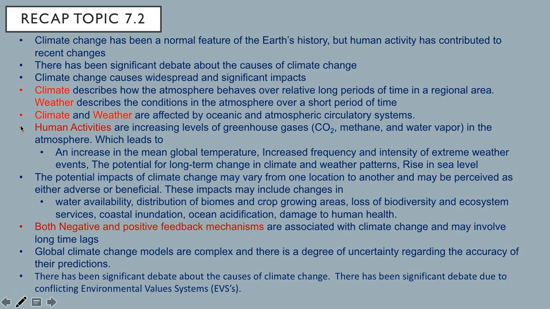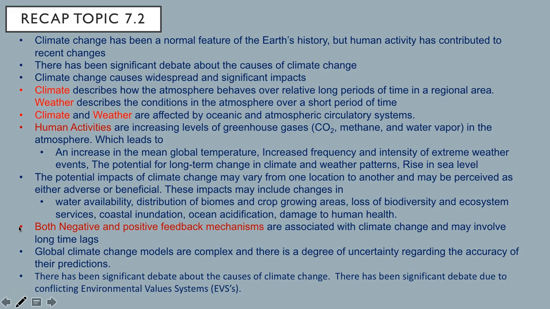Human activities are increasing levels of greenhouse gases in the atmosphere, which leads to an increase in the mean global temperature, increased frequency and intensity of extreme weather events, the potential for long-term change in climate and weather patterns, and rise in sea level. The potential impacts of climate change may vary from one location to another and may be perceived as either adverse or beneficial. These impacts may include changes in water availability, distribution of biomes and crop growing areas, loss of biodiversity and ecosystem services, coastal inundation, ocean acidification, and damage to human health.